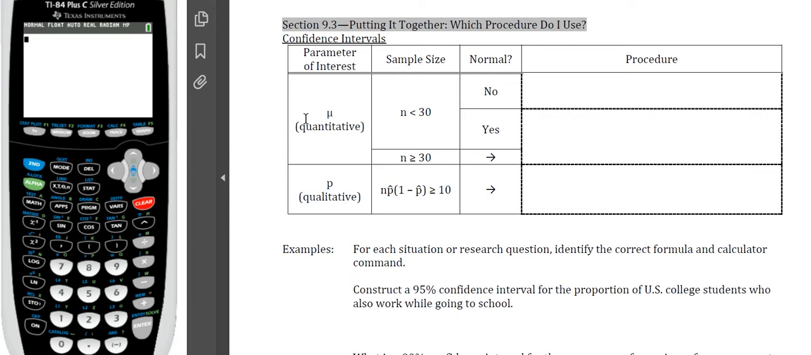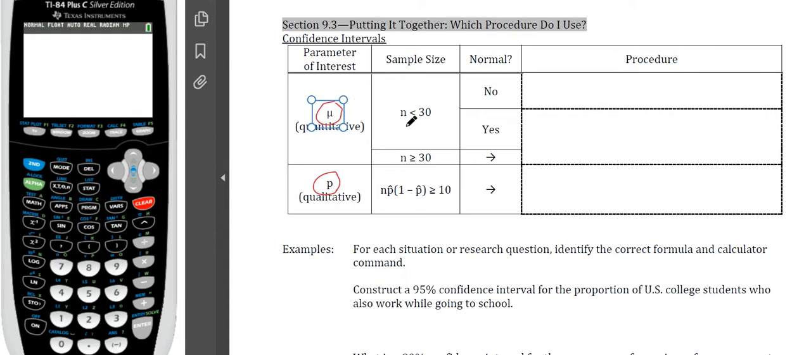All right, so this will talk about what are the procedures we're going to use for confidence intervals. We have a couple different parameters of interest we tend to look at, either calculating the mean, mu, or calculating the parameter p. Note that that's just p because that's the population parameter, not p hat, which is what you get from a sample. So those are the two things that we're going to try to calculate.